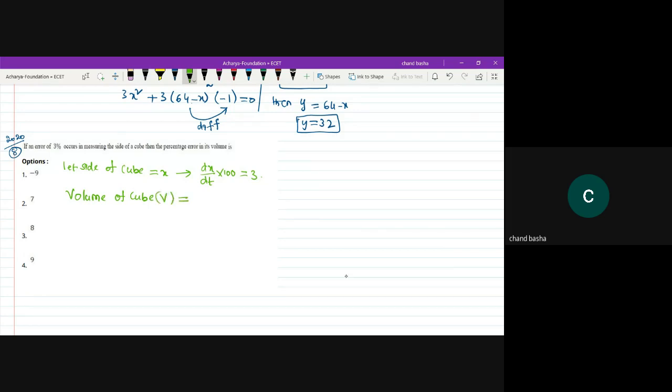Yesterday I gave the list of the formulas. Volume of the cube. Is it x cube or not? You need dv by dt. Taking log on both sides, we get log v is equal to log of x cube. With x power n, it becomes n log x. So log v is equal to 3 log x.